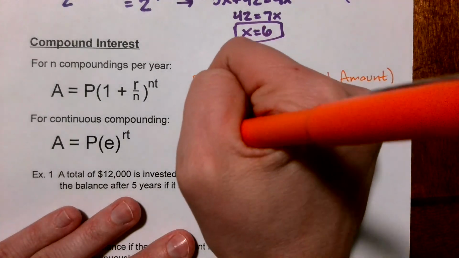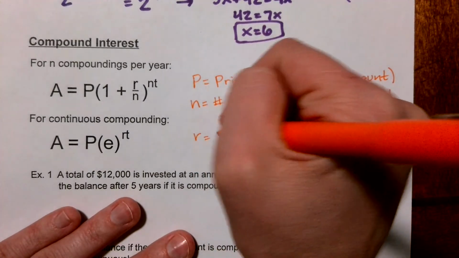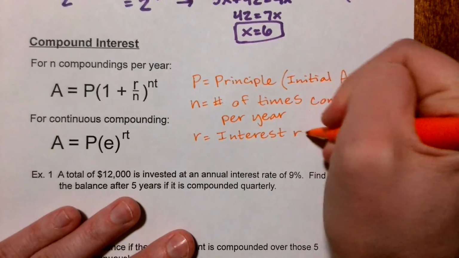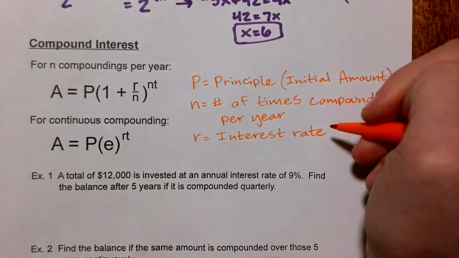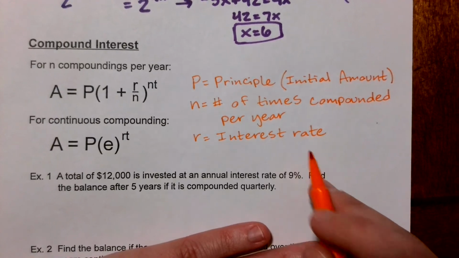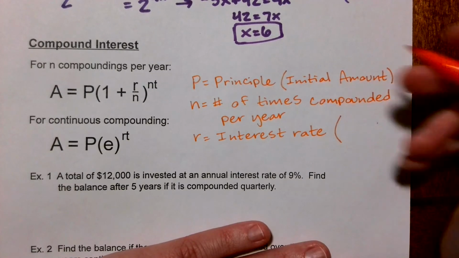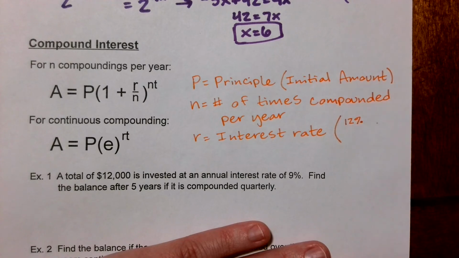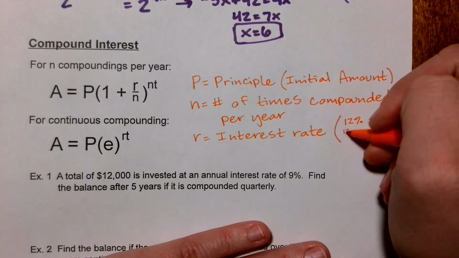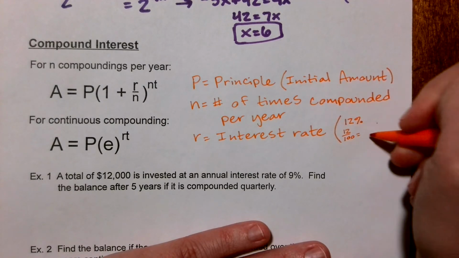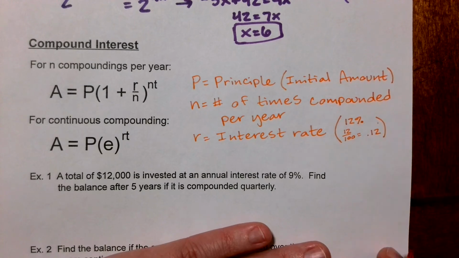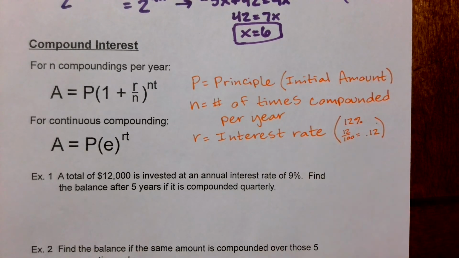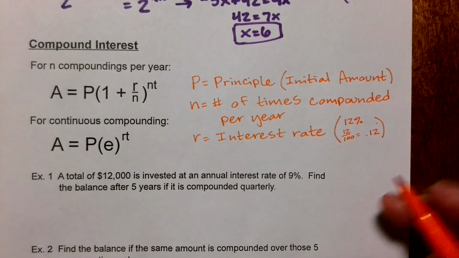You've got R in both of your equations, which is the interest rate. In order to put this into a formula, I do have to look at the percent as a decimal. So if you're dealing with like 12%, that is 12 out of 100, which is 0.12. So before I put it into my formula, if we're talking 12%, I'm just moving that decimal 2 places, and that's what I'll put in for R.